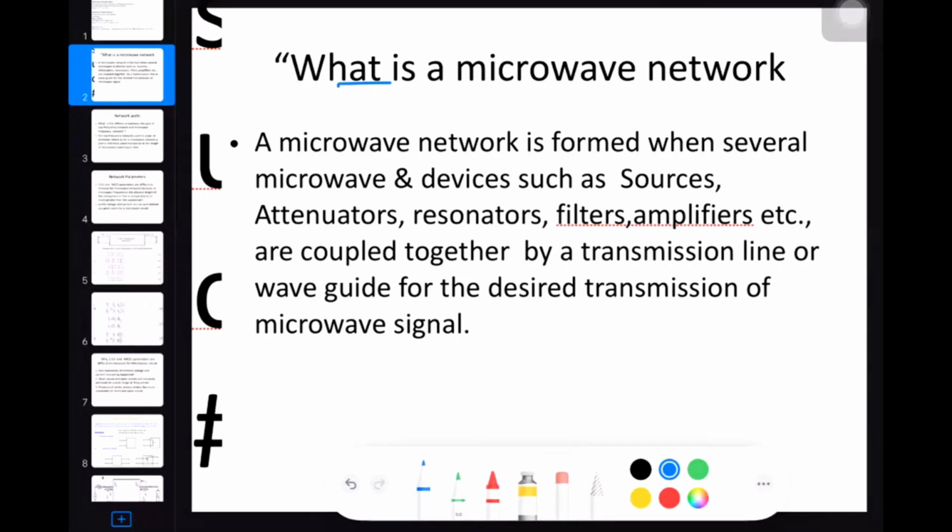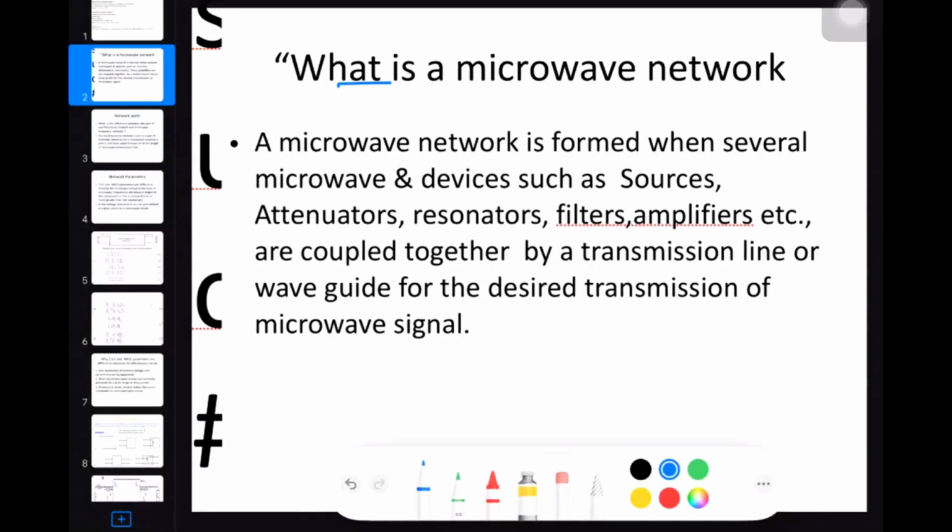Okay, so further you will get to know about all this. So first of all, before all that, let us know what is a microwave network. A microwave network is a network which is formed when several microwave devices such as sources, attenuators, resonators, filters, amplifiers, etc. are connected together by means of a transmission line or a waveguide of a microwave signal.